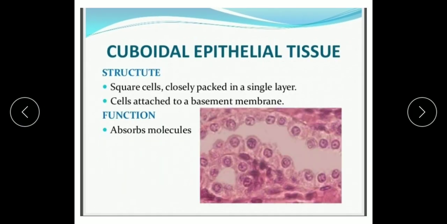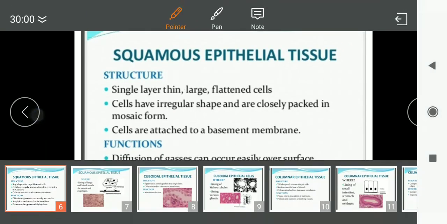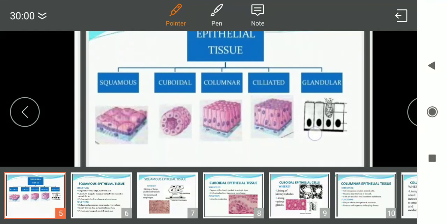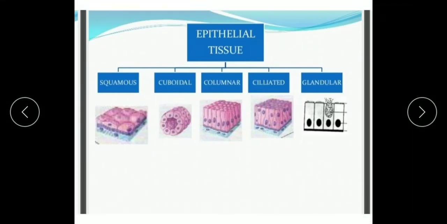The columnar epithelium cells are again classified into two types, ciliated and glandular. Squamous epithelium cells are flat in shape, compactly arranged, irregular. The major functions of the squamous epithelium: diffusion and protection. Next one, cuboidal epithelium. It is square in shape, compactly arranged, single layered, connected to the basement membrane. The major function of the cuboidal cells: absorption.